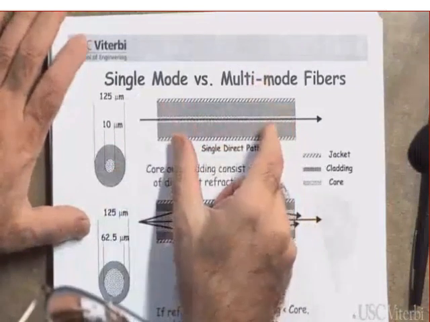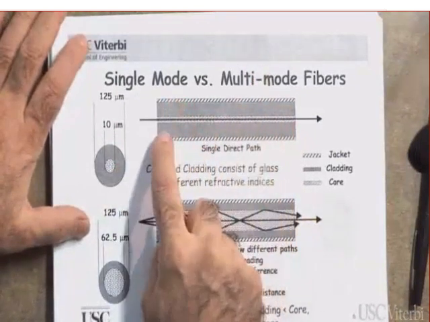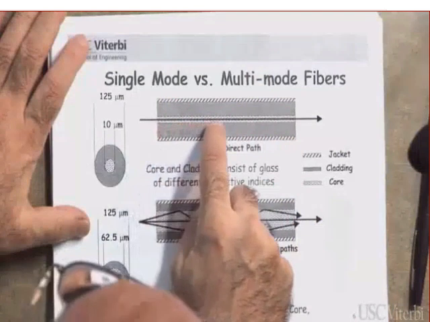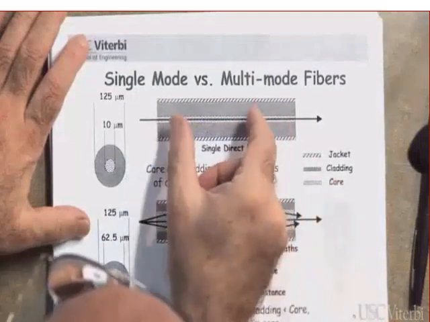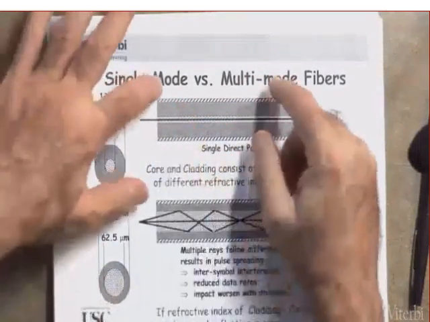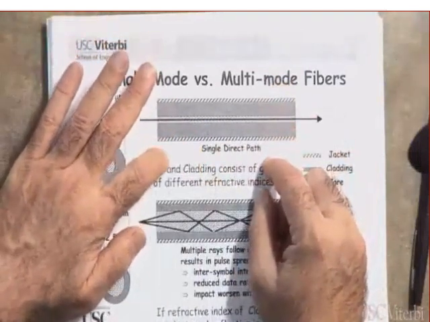The fiber, by the way, consists of three parts. What is known as the core. This is the core. And there is the cladding. And then there is the jacket. It gets cold in the winter.